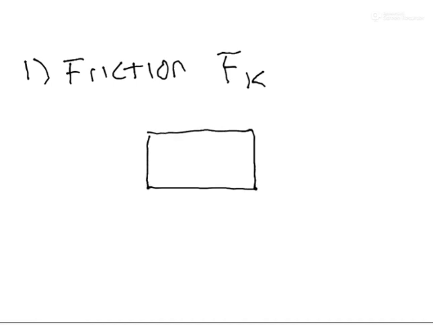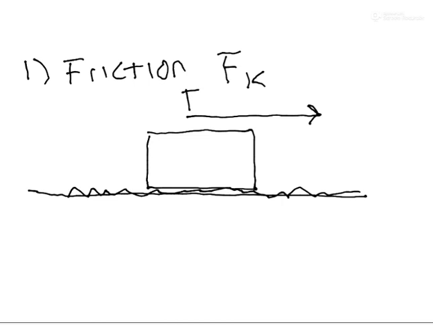Okay, so the first type of force that we're going to be talking about is the force of friction. So there's a force of friction, which is usually represented as Fk. So we know friction is the force when one object rubs against another. So, for example, imagine we have a box here, and it's on a pretty rough surface. So not a very nice smooth surface. And there's an applied force going in this direction, represented as Fa, which is going to be the applied force.